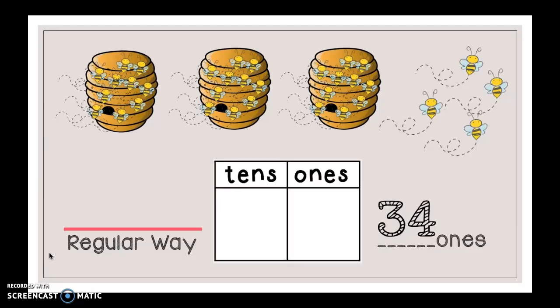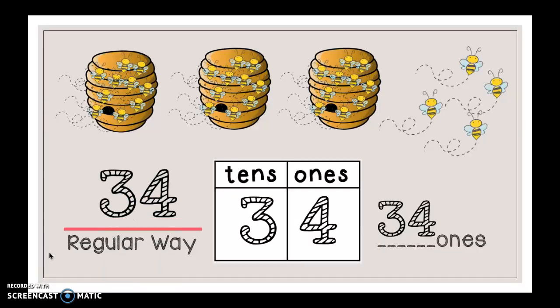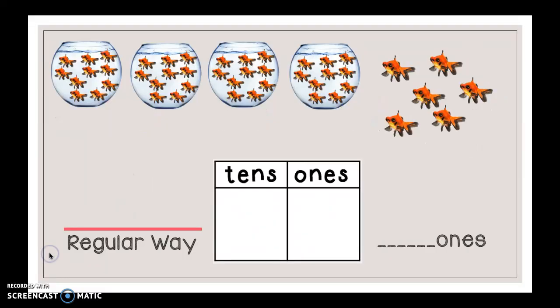Now, what about if I wanted to fill in that place value map? What would I write there? Yeah, I'd start with my groups of tens. I have 3 tens and, yeah, 4 ones. And finally, how would I say it the regular way? You got it right again, friend. 34. Good job.